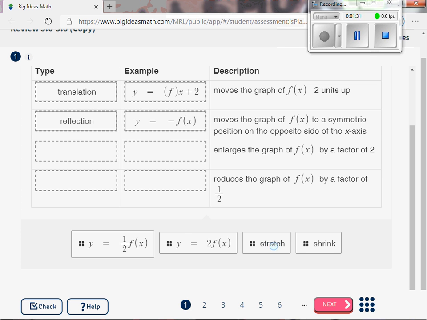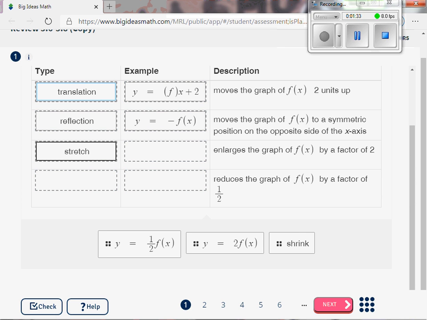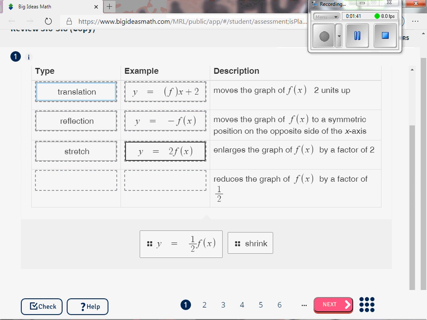Enlargement: when we're enlarging something, we're making it bigger, so we're talking about a stretch. It would be a vertical stretch. And when we stretch something, we are multiplying the outside by a number greater than 1. So the only one that works for that is y equals 2 times f of x.